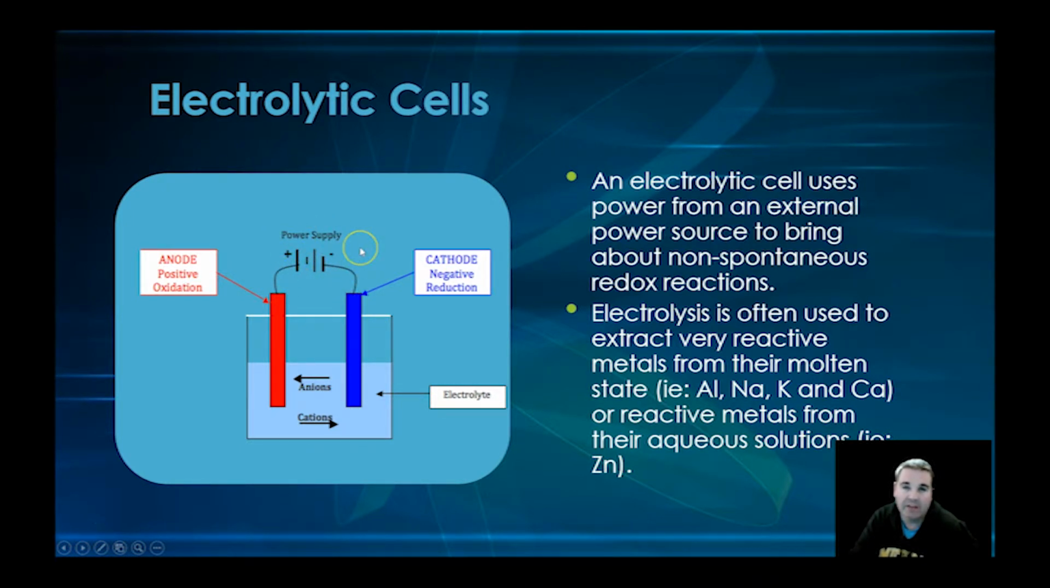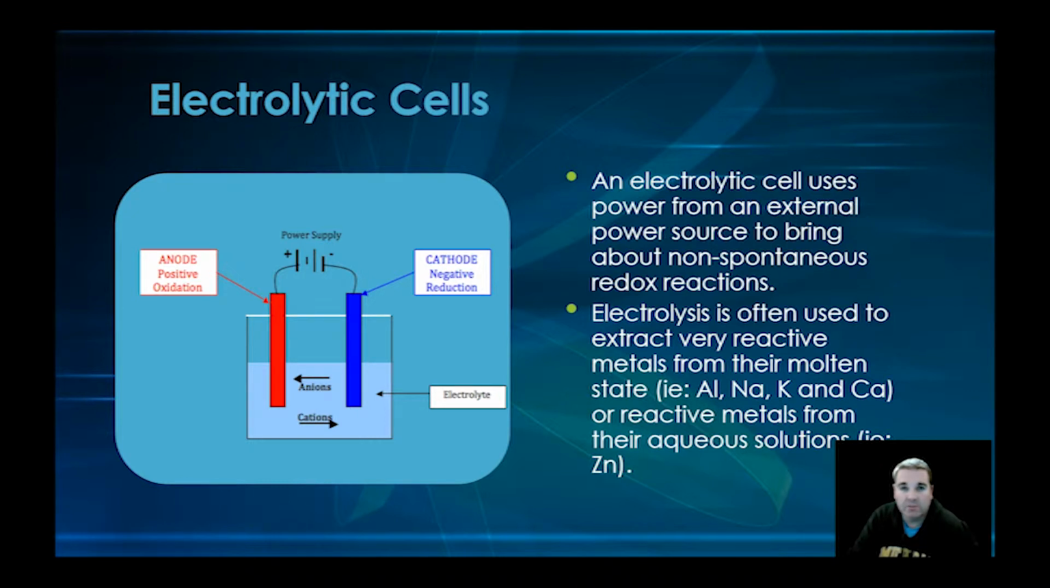Where we used to have an ammeter or a voltmeter to take the load of the electrons we're producing, now we're putting electrons in. When you've got a power supply like this, the big line is the positive, the small line is the negative. What that means for an electrolytic cell is that the polarity of the electrodes swaps. Back in an electrochemical cell, the anode was negative. Here the anode is positive.